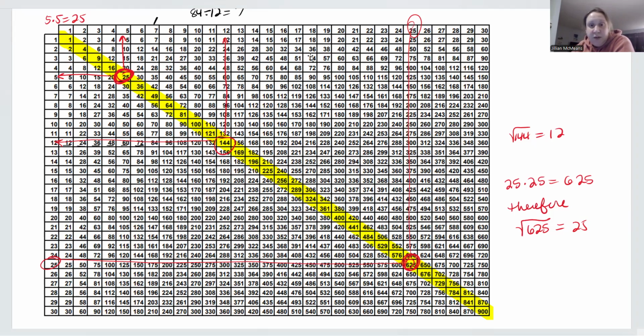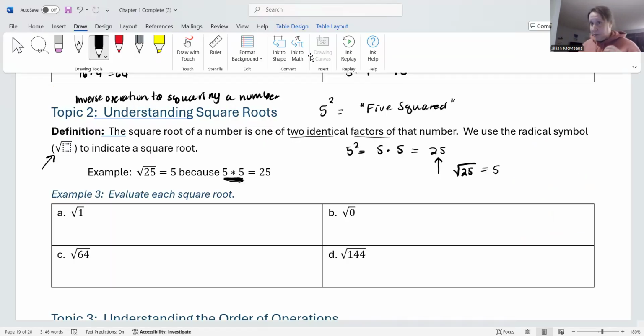All right, let's go back to the worksheet. Let's practice here. So the first example is the square root of 1. What number, if I multiply it by exactly itself, would give me 1? Well, that would just be 1, because 1 times itself is 1, okay? Now, the square root of 0 is kind of another wacky one. It's just 0, because 0 times 0 is 0, okay? So those are two kind of like freebies.